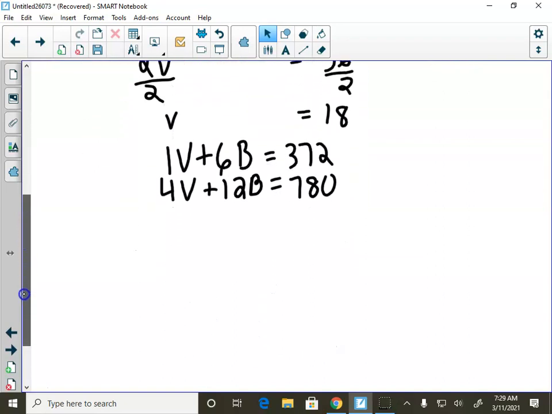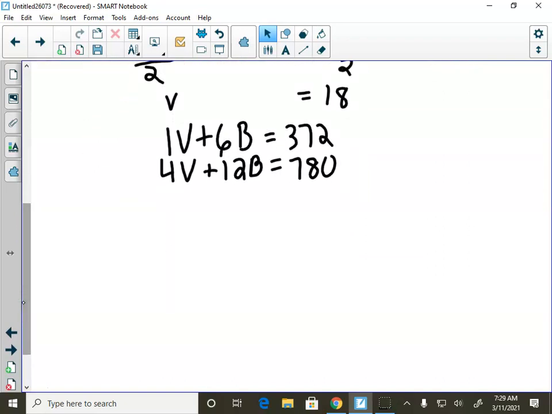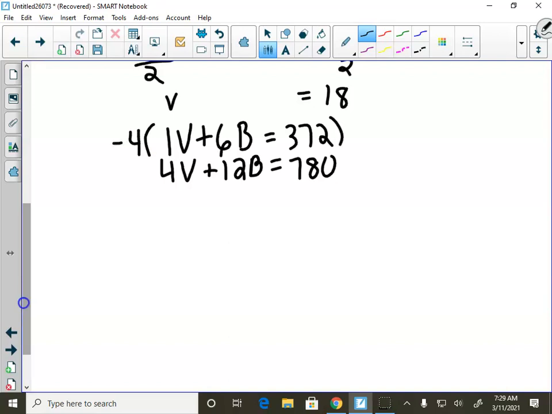Okay, so now we're going to eliminate our v term. And what that means is we're going to multiply the top equation now by -4. Right? You understand why we're doing -4? Because what are we looking to have happen? Right, we're looking to get a -4v to go with the positive 4v, so the v's will drop out. So -4v here, -24b, and then that's going to be your -1488.